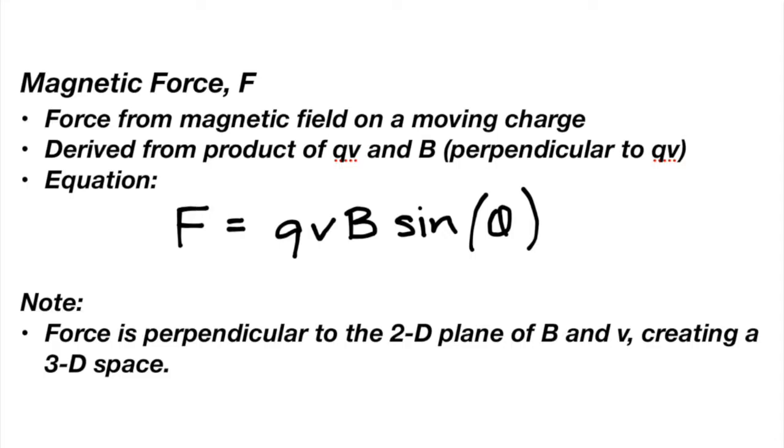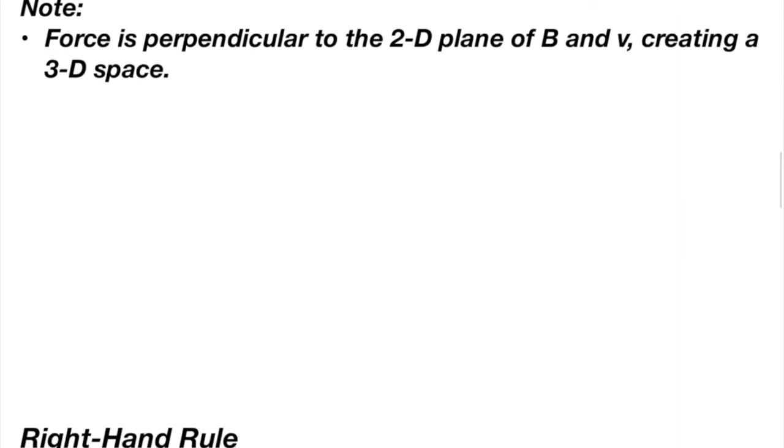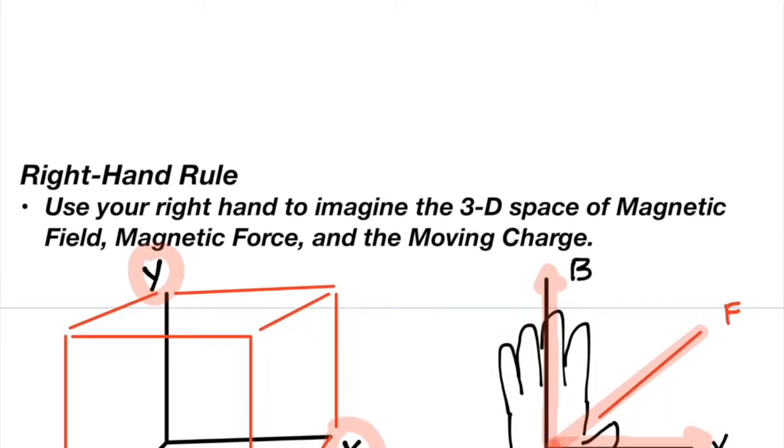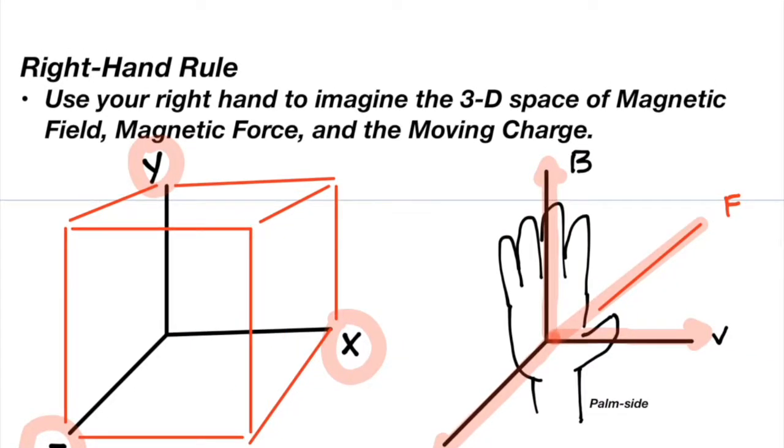So one note here is the force that we're solving for with this equation is actually perpendicular to the 2D plane of B and V, because as we said, the moving charge and magnetic field are perpendicular to each other. So we can imagine this 3D space by using the right-hand rule, which we're going to cover now. So the right-hand rule is, by using your right hand, you can imagine the 3D space of magnetic field, magnetic force, and the moving charge, which are all vector quantities.